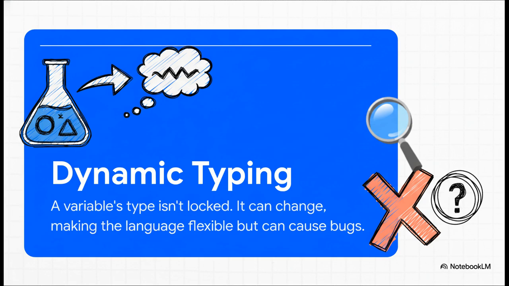You could have a variable, say let age = 25, and then later in your code you can just decide, you know what, I want this to be a string now, and change it. It makes the language feel super fast and flexible, right? You can just start coding. But, and this is a huge but, it can be a recipe for some really sneaky bugs when a value suddenly isn't the type you thought it was.